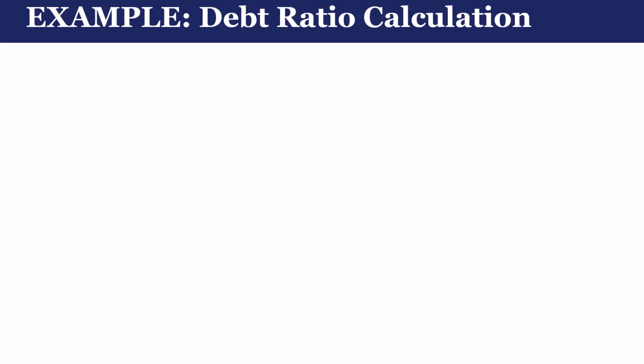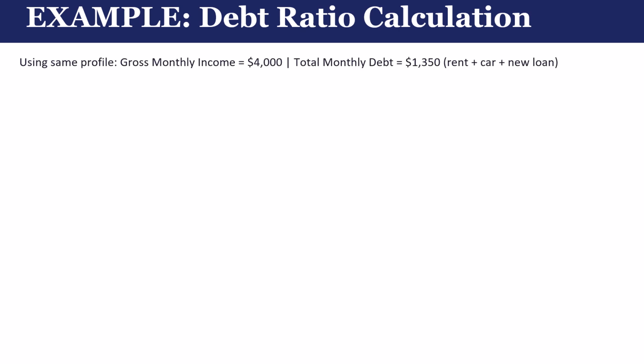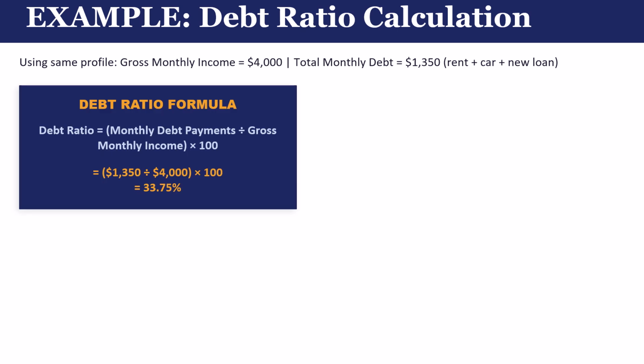Let's do an example about debt ratio calculation. Using some profile: gross monthly income 4,000, total monthly debt 1,350. Debt ratio formula: monthly debt payment divided by gross monthly income multiplied by 100. So we have 33.75%.